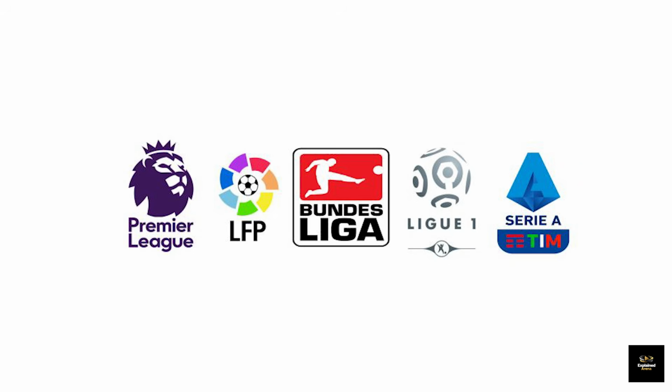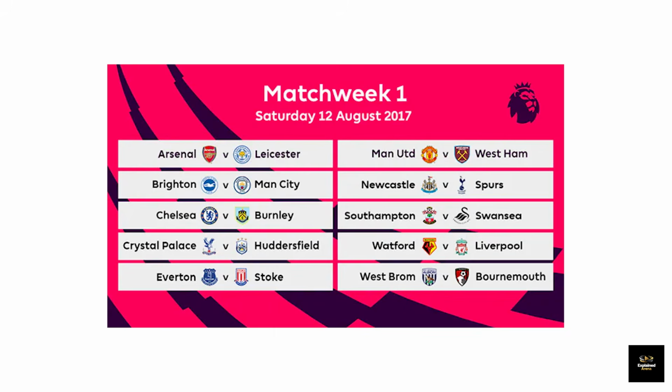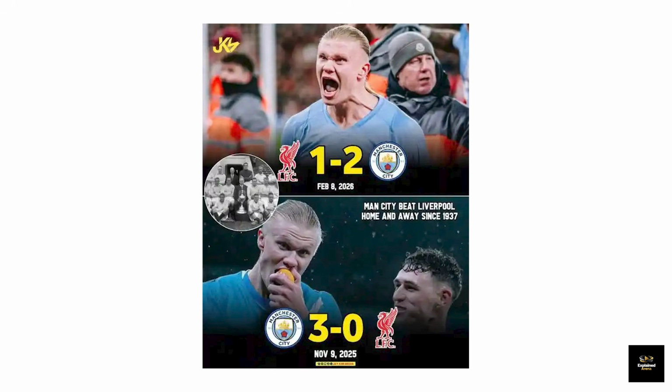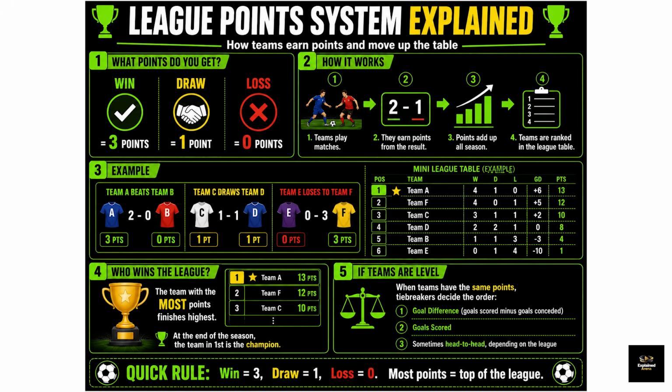A league is the main format through which professional football clubs compete on a regular basis. In a league, a set number of teams all play against each other over the course of a season, which typically runs from August to May. Each team plays every other team twice, once at home and once away. Points are awarded based on results: 3 for a win, 1 for a draw, and none for a loss. At the end of the season, the team with the most points is crowned champion.